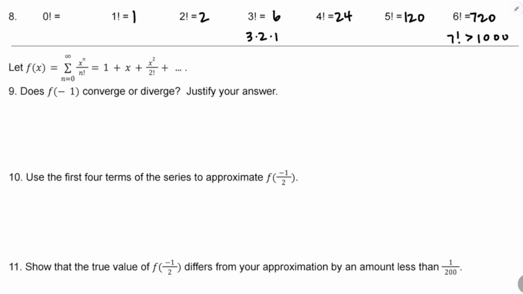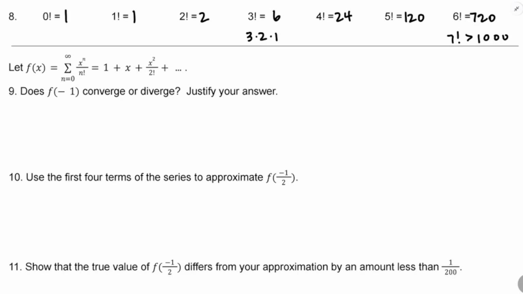Now 0 factorial is another number we need to know. It's not going to be the most important, but actually it is right here on number 9. So just so nobody's surprised, 0 factorial is going to be 1. If you need further discussion on factorial or why 0 factorial is equal to 1, just come talk to me. I'd be happy to explain it to you.